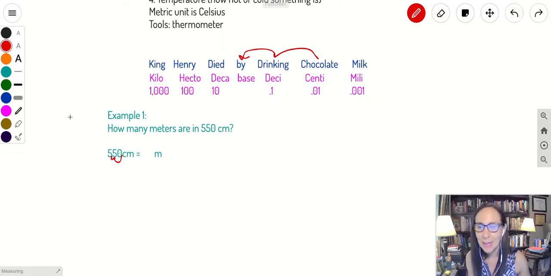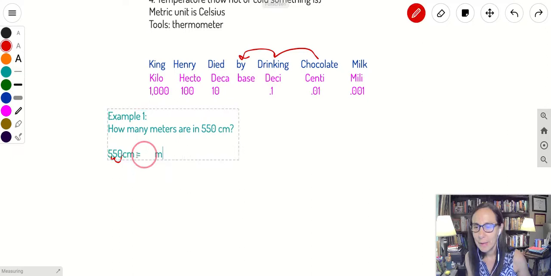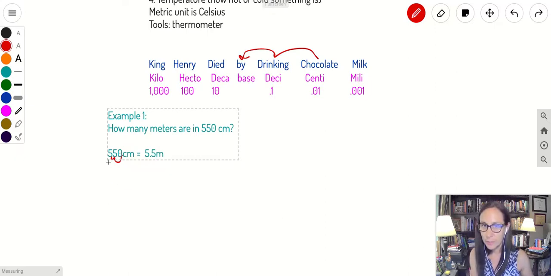Oh my goodness. Now when I want it to. Okay. So now our number is 5.5 meters. So the 550 centimeters are the same as 5.5 meters. Okay. So that's all you have to do. It's really easy. Let's do another example.